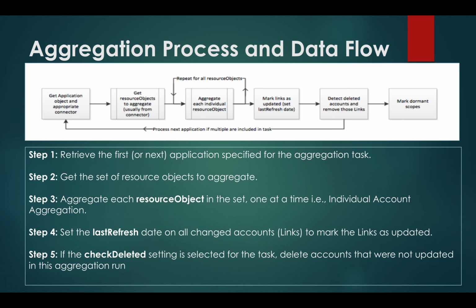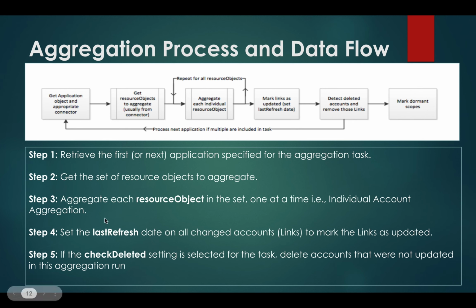So this is the actual aggregation process and data flow. What happens is that once I start the aggregation task, it reads the first account in the application. Then it creates the resource object that represents the user record, and ultimately it aggregates each user record in the set one at a time. That one at a time is individual account aggregation.